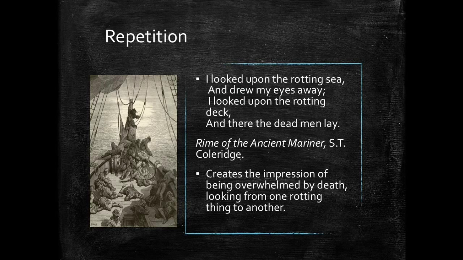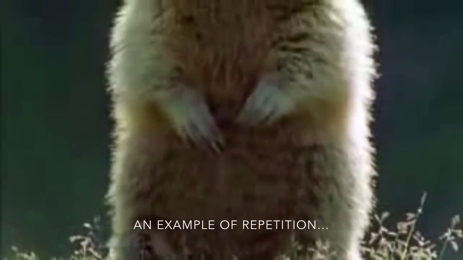What about this one from Rhyme of the Ancient Mariner? "I looked upon the rotting sea and drew my eyes away. I looked upon the rotting deck, and there the dead men lay." So we've got this "I looked upon the rotting" that's being repeated. It's this impression of, you know, I looked here, I looked here, I looked here. It's building intensity, and it's building the idea of being overwhelmed by this rotting sight that he's having.